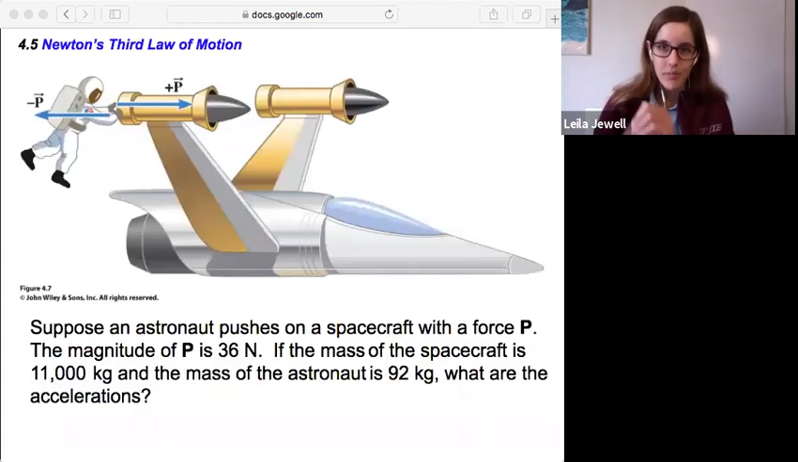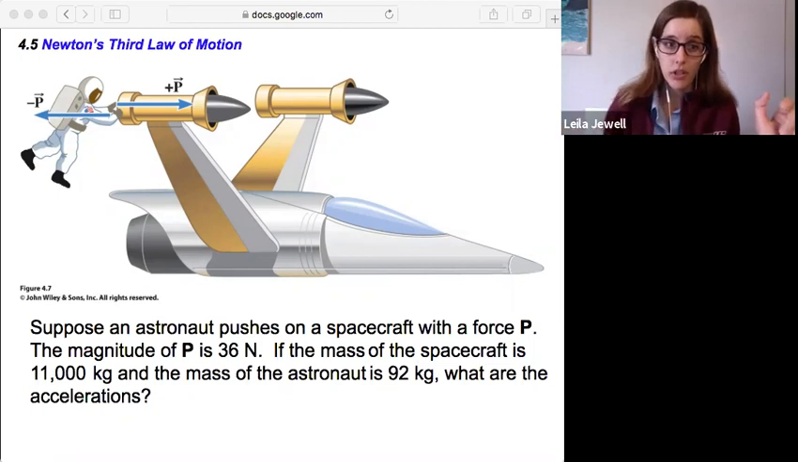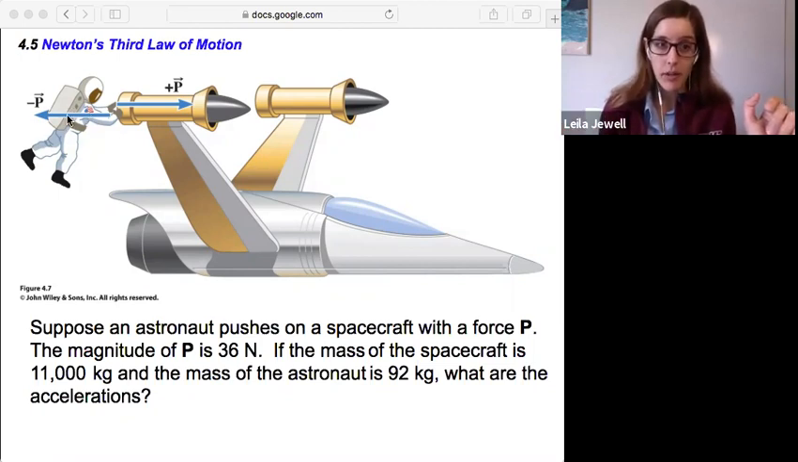Right, so here's an example where it perhaps is easier to see. Suppose we have an astronaut in space outside of their spacecraft, and they push on the spacecraft with this force P. Well, by Newton's third law, that means the spacecraft is pushing back on them with the same magnitude of force, but in the opposite direction. So that's what this negative P is: the amount of force that the astronaut feels from the spacecraft pushing back on them. If the magnitude of P is 36 newtons, and the mass of the spacecraft is 11,000 kilograms, and the mass of the astronaut is 92 kilograms, what are the accelerations?